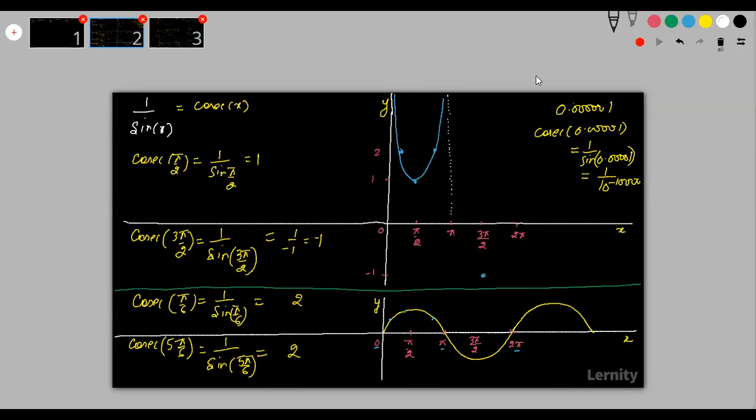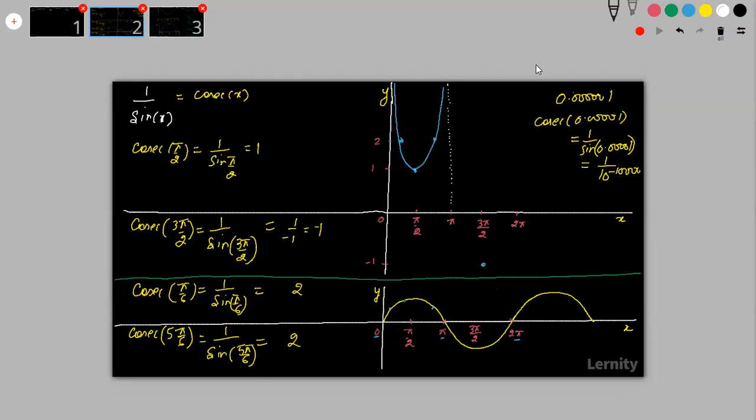Okay. Harish, what are you asking? Tell me. Sir, why are you taking the value of pi by 2? Because around pi by 2, sine takes a very nice value, which is 1. So 1 by 1 is 1. That is why I'm starting here, so that it will be more understandable.